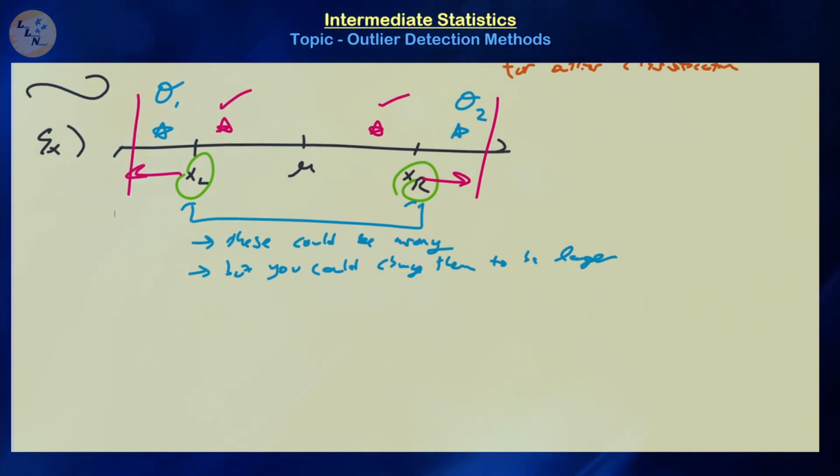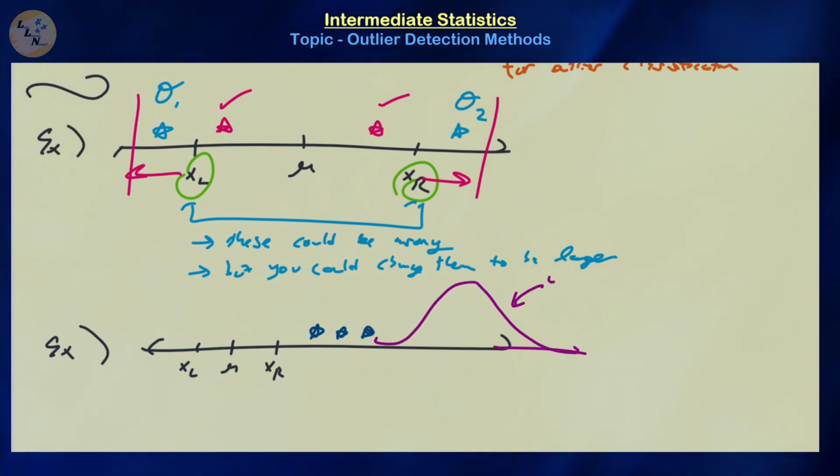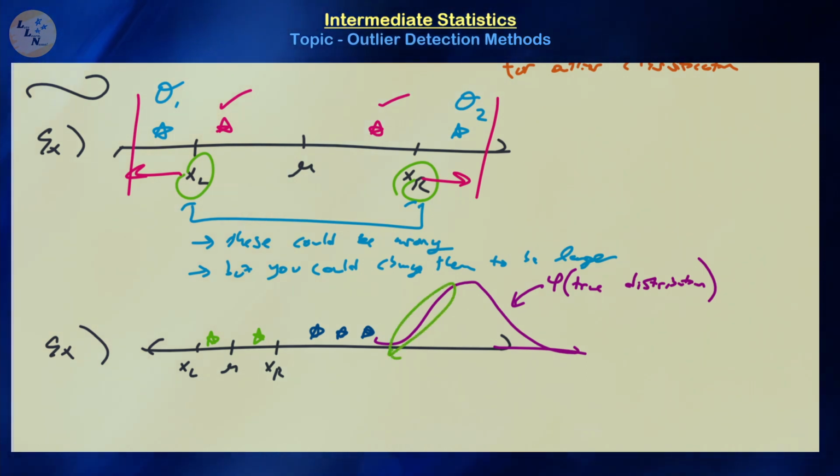Now, another situation that you definitely need to be aware of. Let's assume that our mu is there, our XL is there, and our XR is there. And let's assume that we get a bunch of points, for example, here, here, and here. Let's also assume that the actual distribution is hanging out over here. So this is the true distribution, right? So our detection interval says that these are not outliers, but actually they are with respect to this distribution. So these truly are outliers, but we're not going to be describing them as outliers.